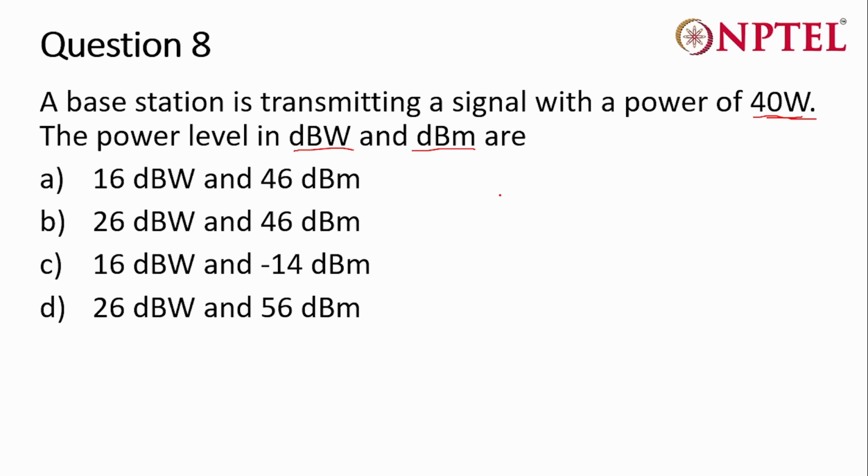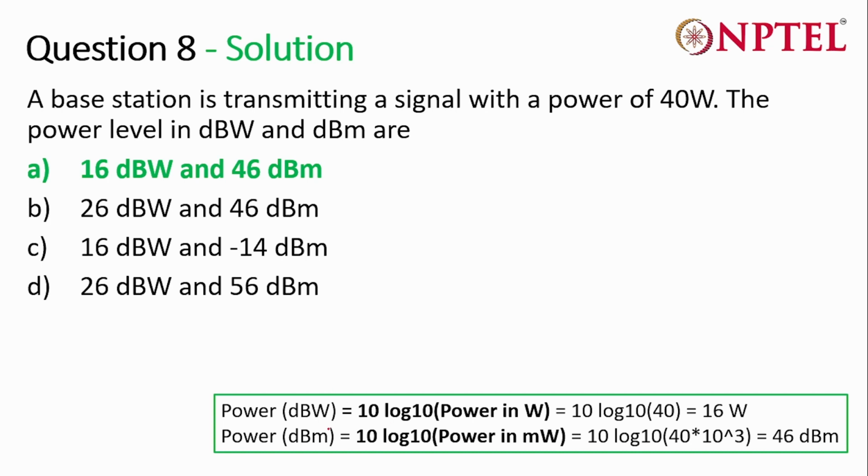So 10 log 40. Yeah, so 10 log 40 will be what? Will it give dB watts or dBm? 10 log 40 dB watt. Yeah, it's actually dB watt. So that's the minute difference. So if you want to tell it in dB watts, it is 10 log of 40 watts. Okay, that is power in watts. If it is dBm, then it is 10 log of power in milliwatts. So you should write 10 log of 40 into 10 power 3.